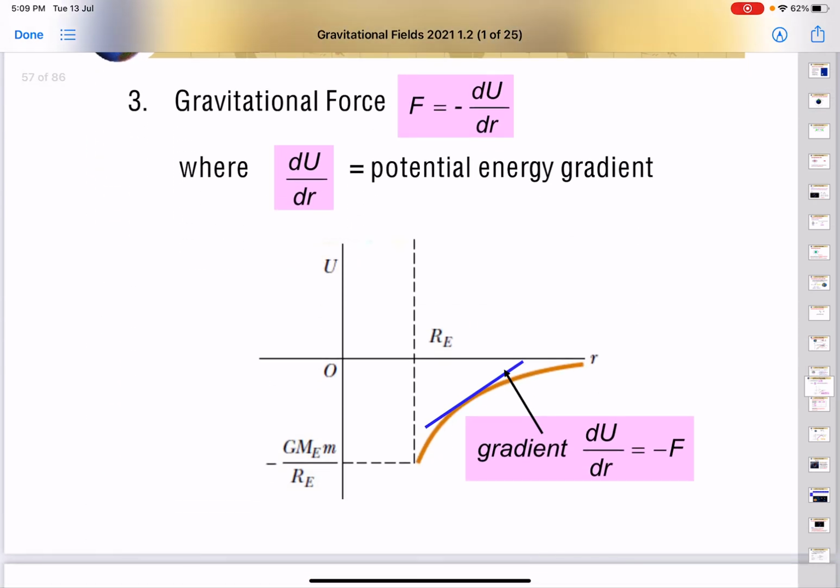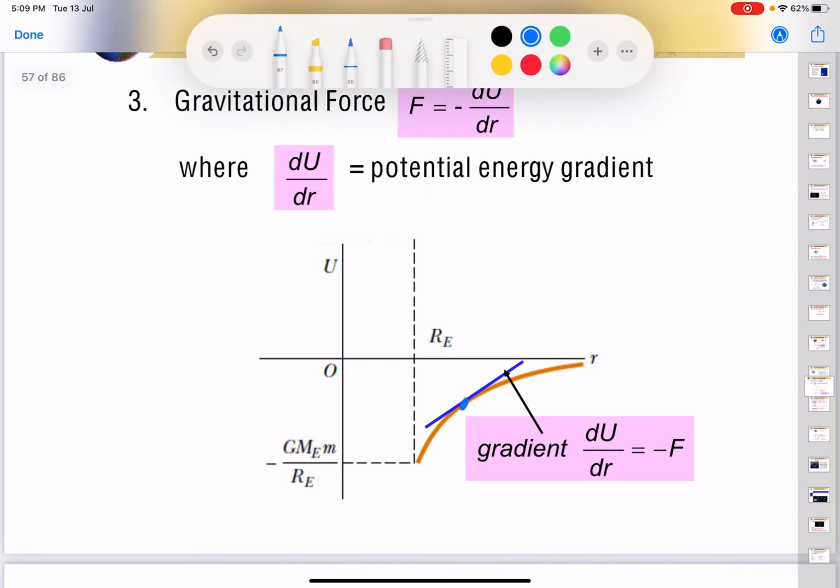In terms of the graph, you should be able to determine the direction of the force if you are given the U-r graph. Alright, so just look at this. If let's say you are looking at this point, and I ask you what is the direction of the force if the mass is placed at a certain distance from the surface of the Earth. Okay, so this is where the surface of the Earth is. If you have a mass here, you know that the force is given by minus dU/dr.